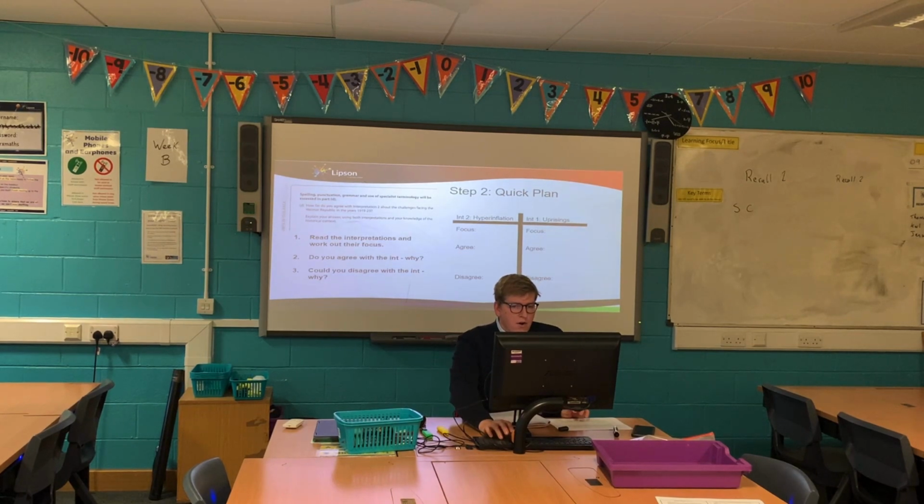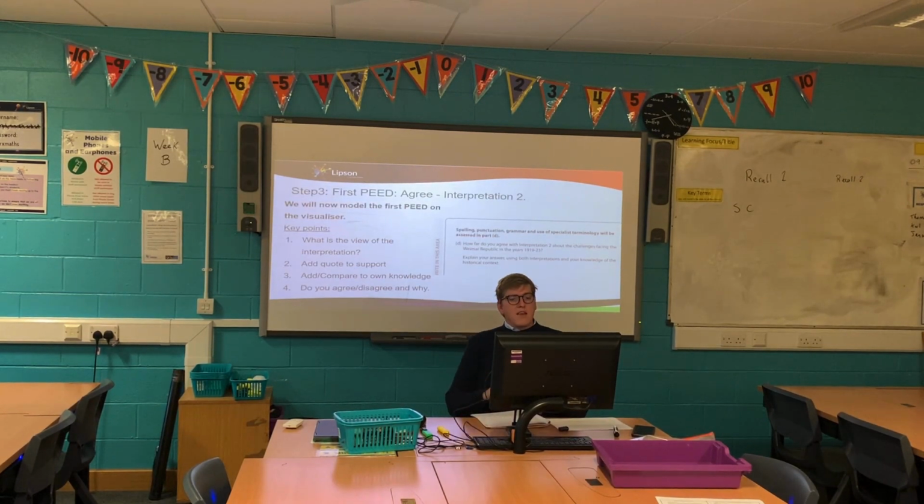So we now move on to our step 3, and it's actually our first paragraph. And we are going to focus on interpretation 1. I'm going to be modelling it as I model it in my thought processes. I'd like you to copy it down. And then a little bit this week and next week, you're going to be completing it and modelling it yourself.